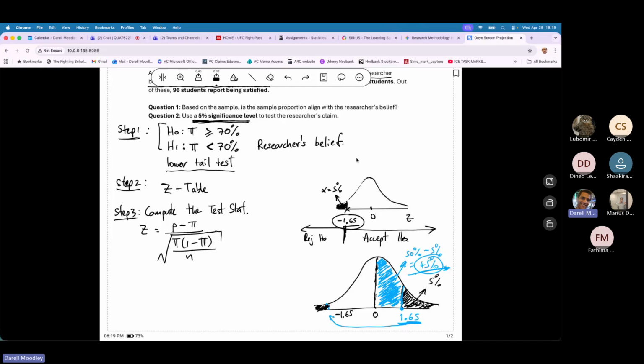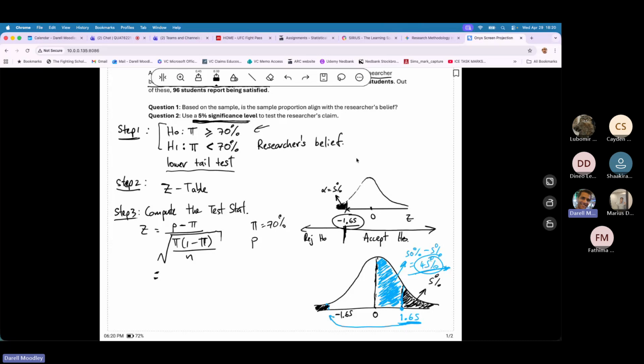Now, we did go over this formula in the previous learning unit, so we're actually just using it again. For the values in this equation, we have them already. Pi is just going to be what you have under H0, which is 70%. So you're going to use 70% for pi here. P is the proportion from your sample. That's what we did in question 1.